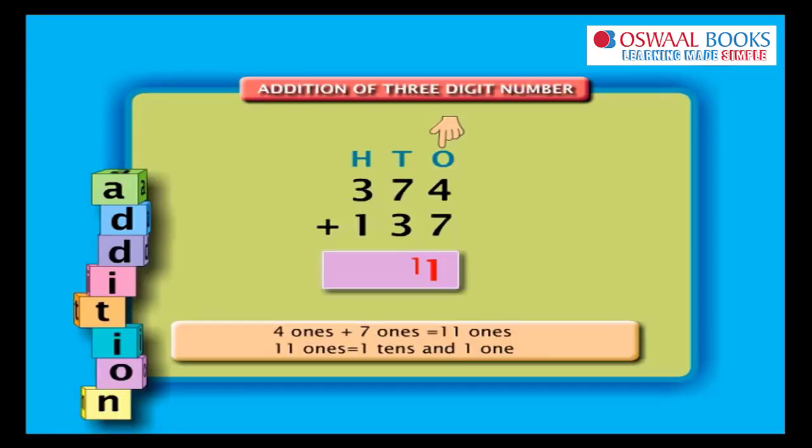Write 1 below the ones column and carry over 1 tens to the tens column. Now add the tens column. 1 tens, which is the carryover number, plus 7 tens plus 3 tens is equal to 11 tens. 11 tens is equal to 1 hundreds and 1 tens. Write 1 below the tens column and carry over the 1 hundreds to the hundreds column.